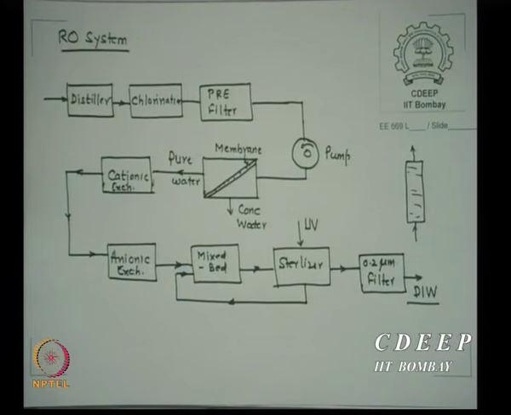Please remember, since we are removing ions, the other day I said we are looking for 18 megaohm centimeter resistivity of water, which essentially means it is deprived of H and OH ions and they form only H2O. There are no ions possible, because ions mean conductivity will increase and therefore resistivity will decrease. So we wish to see that pure water.